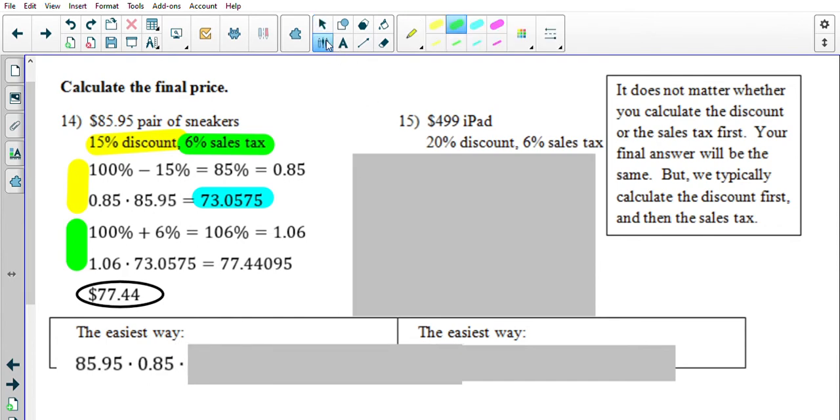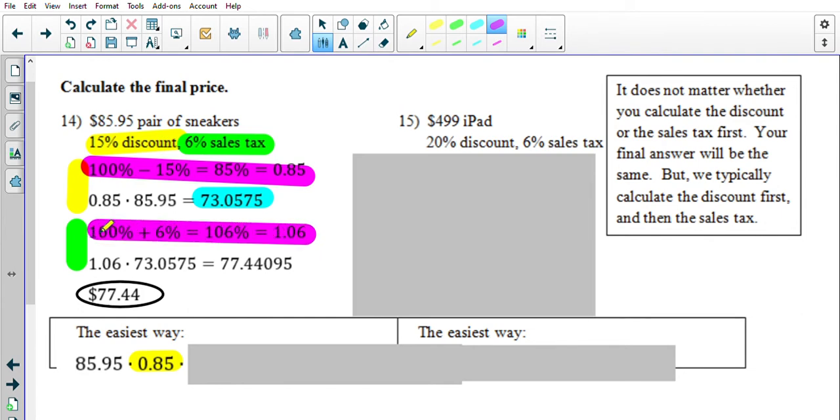Now, the easiest way to do this is actually to just take your original price, $85.95, times 0.85, that comes from the discount. And I think at this point, you could probably skip having to write 100% minus 15% equals 85% equals 0.85. So in fact, if you're doing this, I would recommend skipping this purple highlighted step and this purple highlighted step. And right off the bat, just multiply by 1.06. You could do this all in one single line. So this is for your sales tax.